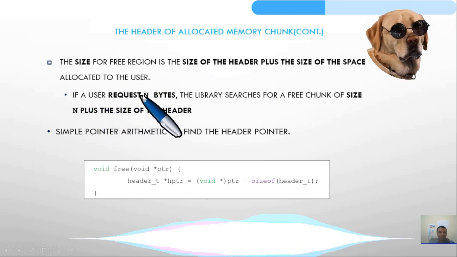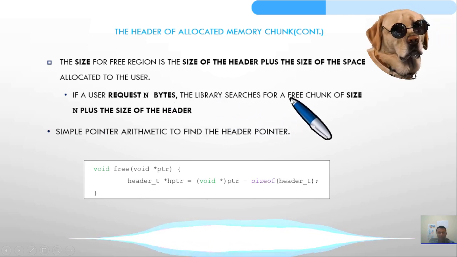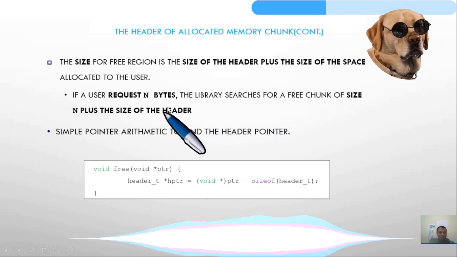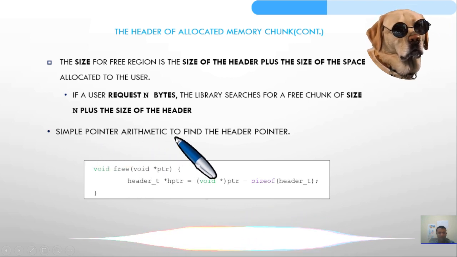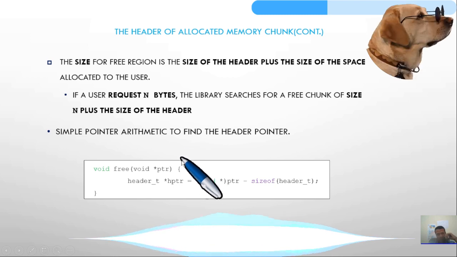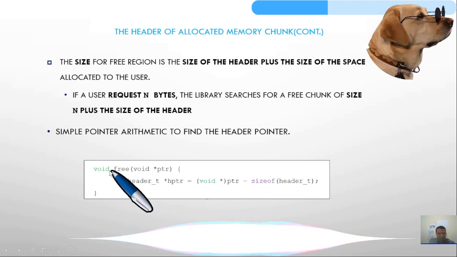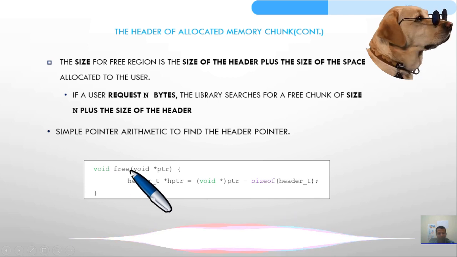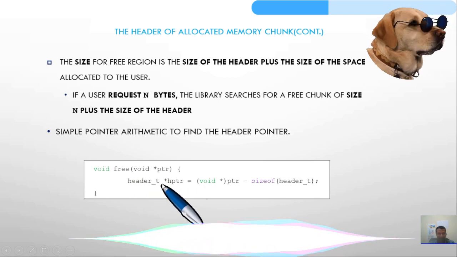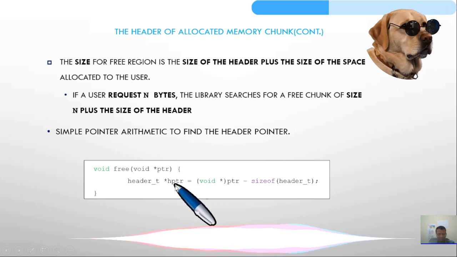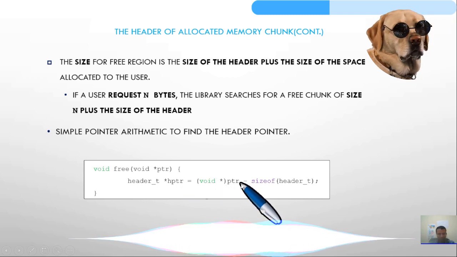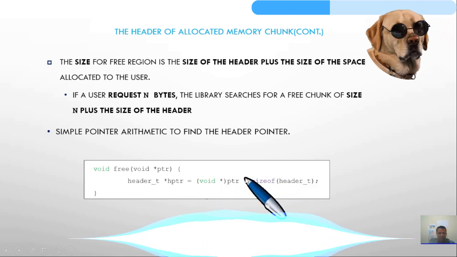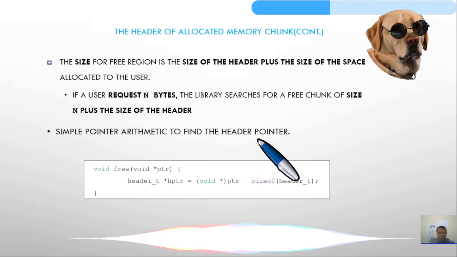If a user requests n bytes, the library searches for a free chunk of size n plus the size of the header. In this scenario, the size of the header is 8 bytes. It is simple pointer arithmetic to find the header pointer. This is the code, void free, this is the pointer, then the header pointer is equal to the pointer, the requested pointer, minus the size of the header. Then this will give us the allocation of the pointer.